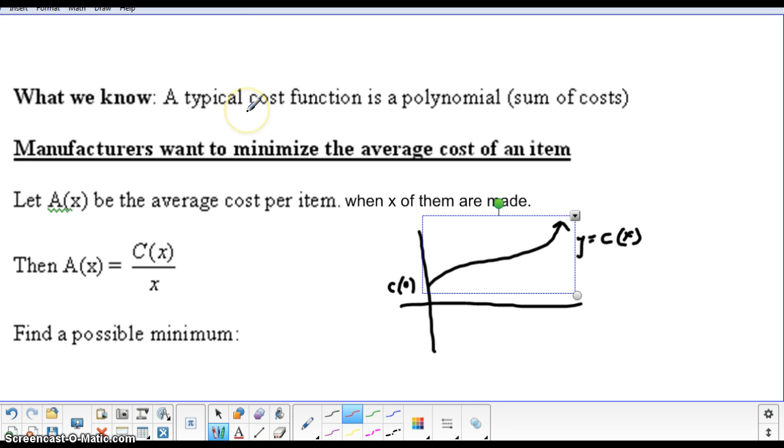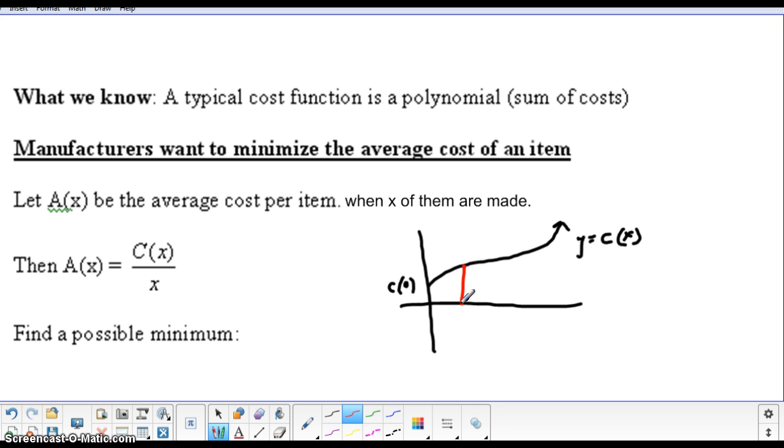Okay, another word that you'll need to know is the average cost of an item. An average cost is a little bit different than a marginal cost. We will see the average cost of an item when X of them are made. So for our average cost function, you'll have to take the original cost function and divide it by X. Because at each point along here, let's look at this point in particular.